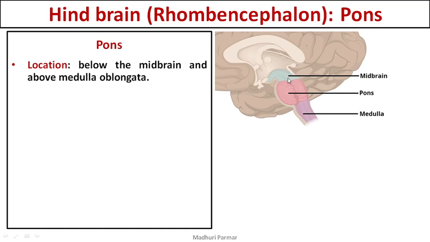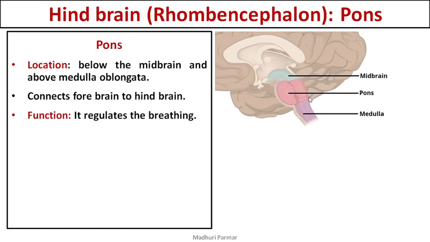Beneath the midbrain, you have this swollen region, which is known as pons. So this here is midbrain, then this is your pons, and above the medulla oblongata, beneath the midbrain. It connects the forebrain to the hindbrain. What is its function? It is connecting your forebrain to the hindbrain. Its main function is it regulates breathing.